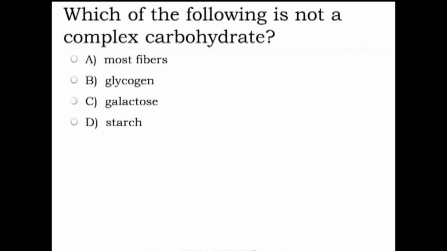So the correct answer is actually C, galactose. Galactose is a monosaccharide, so a one-unit sugar. Most fibers are actually complex carbs. Glycogen, even though it's in the muscle, is structured as a complex carb. And starches, as we know, the amylopectin and the amylose, these are actually complex carbs, complex starches.